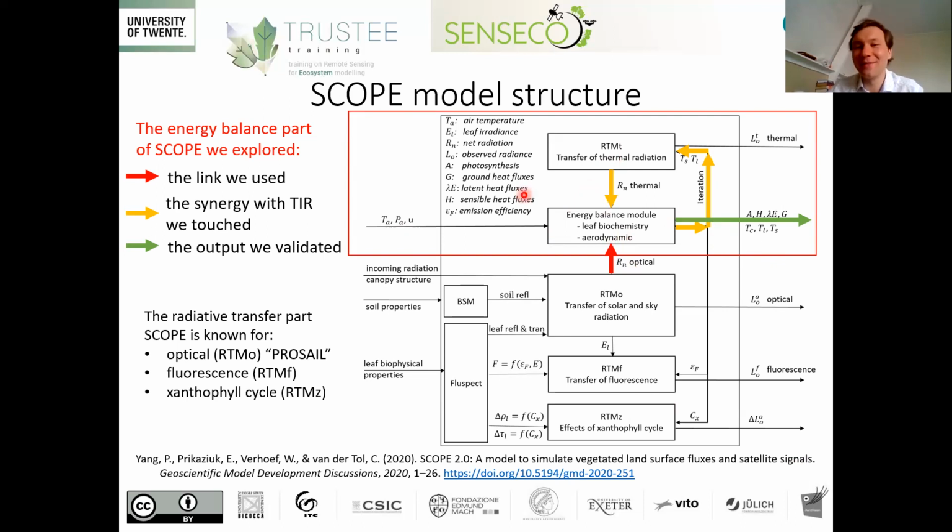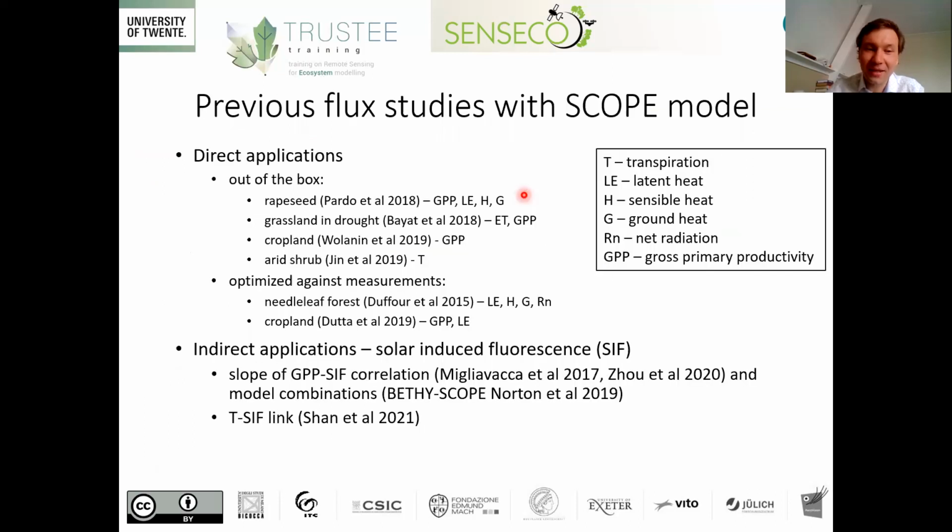Of course, we are not the same. We're not the first who studied flux with SCOPE, and there have been a bunch of works of direct application of the model for rapeseed, for grassland, cropland, shrubs, and it was also used out of the box on those ecosystems. Also, an optimization approach has been suggested by Dufour and by Dutta.